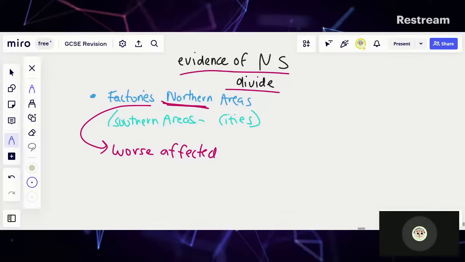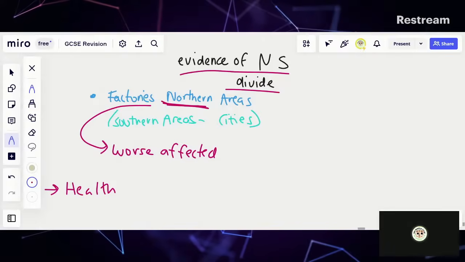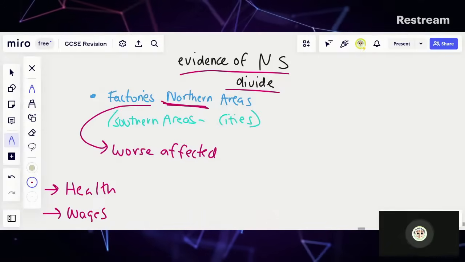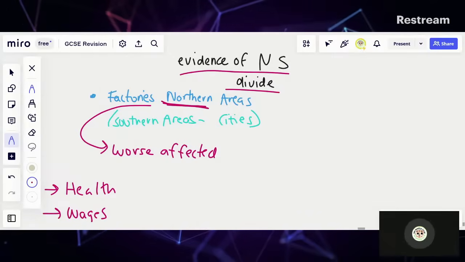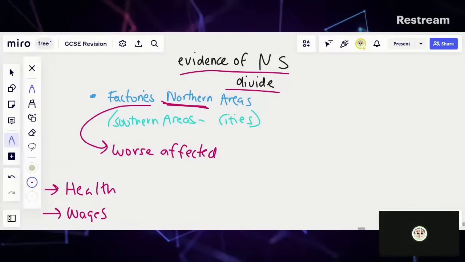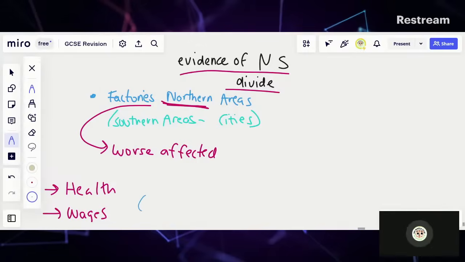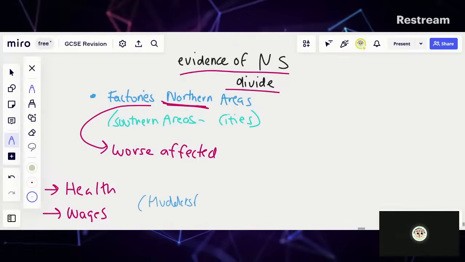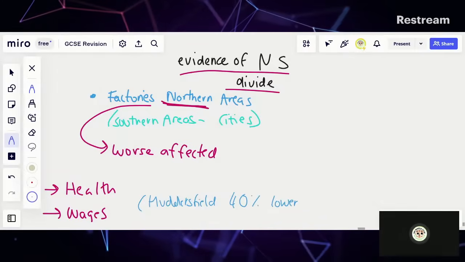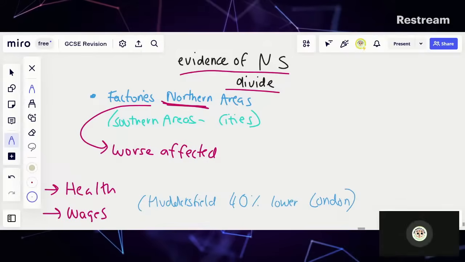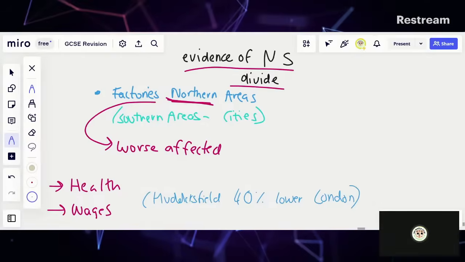Okay. So we've talked about the effects of health. Thank you very much. Now, another effect is also wages. So people actually get paid much higher in southern areas and much lower, unfortunately, in northern areas. So it was actually found that the average weekly wage in an area called Huddersfield, which is in a northern area, was actually 40% lower than the wages of someone working in London. And that was just on a weekly basis. So on a weekly basis, they were getting 40% less.